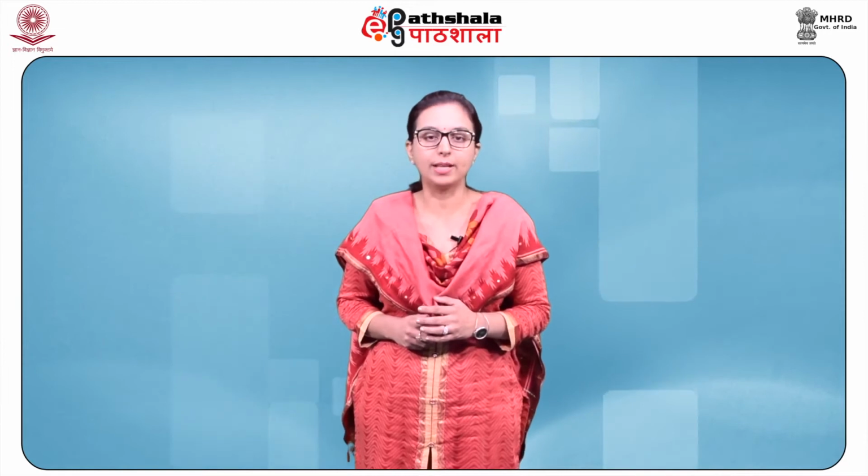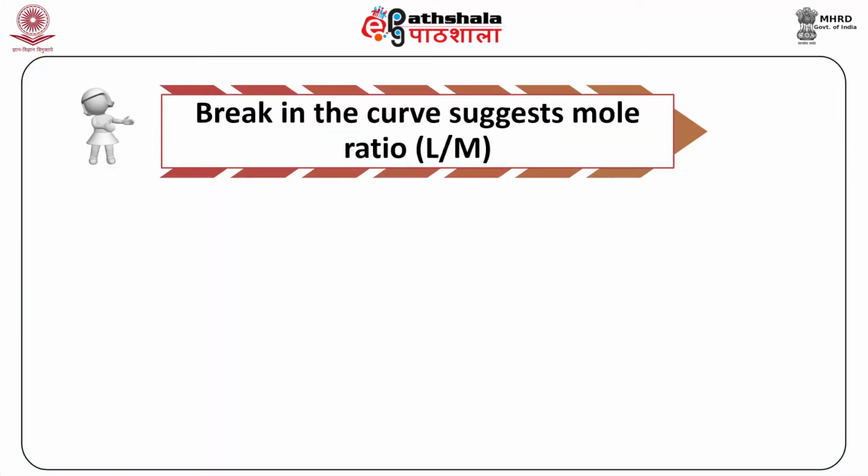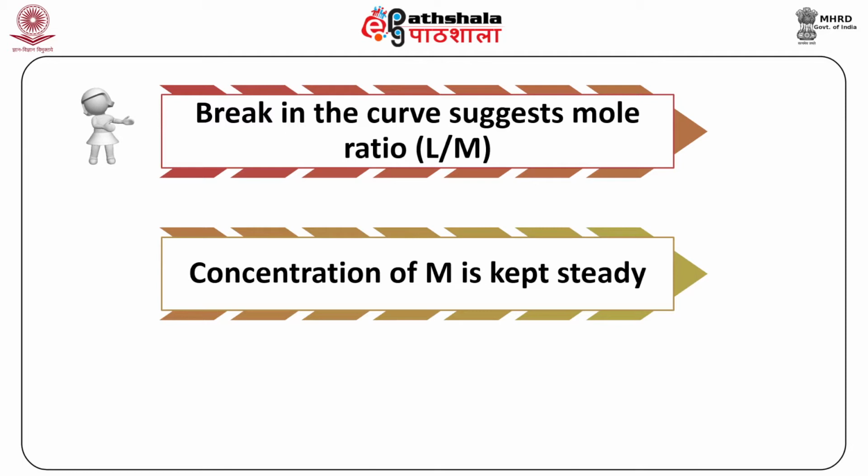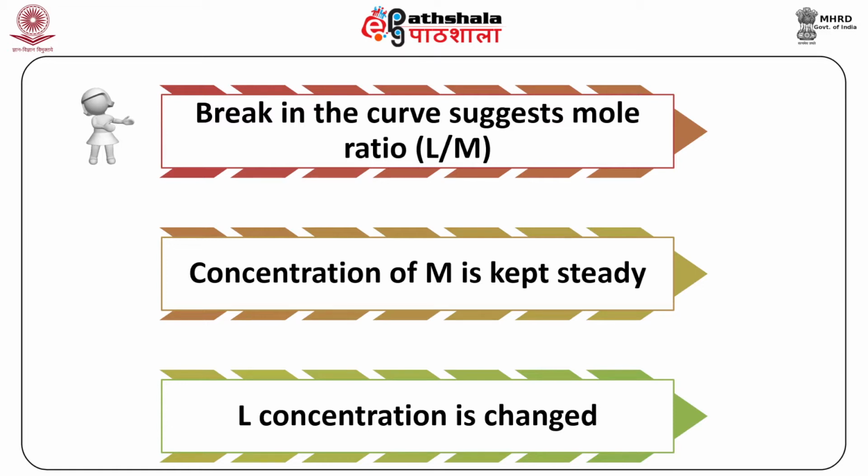If the reaction product is poorly dissociated, the absorbance plot rises sharply in the form of a straight line towards the mole ratio axis and thereafter breaks sharply with a constant absorbance at the mole ratio of metal to ligand in the complex. The break in the curve indicates the mole ratio, that is L by M in the product, if the concentration of metal M is kept steady and the ligand L concentration is changed.